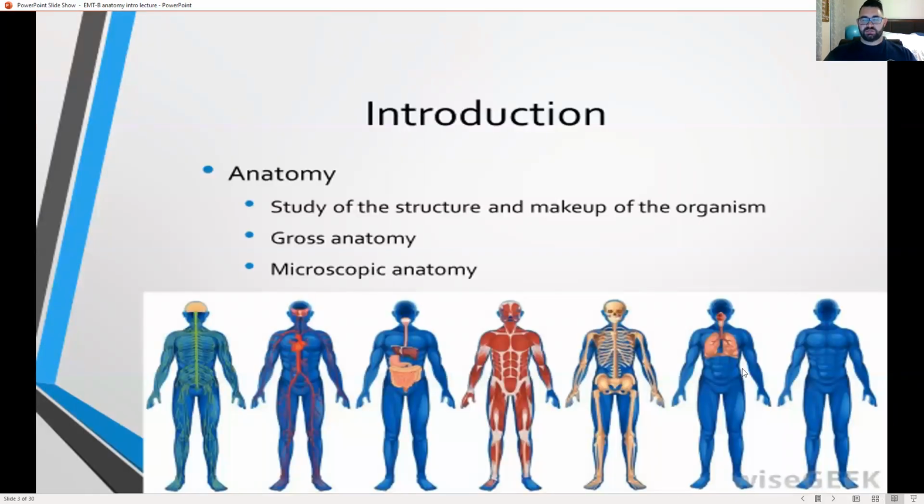All right, so as an introduction, we need to talk about anatomy. There are several different types of anatomy. Anatomy is the study of the structure and makeup of an organism. Who's the organism? You, me. So we're going to be studying what's called gross anatomy. Microscopic anatomy could get super complicated. It could go all the way down to the atomic and molecular level. We're not going to go quite that far for just an introductory EMT-B course.